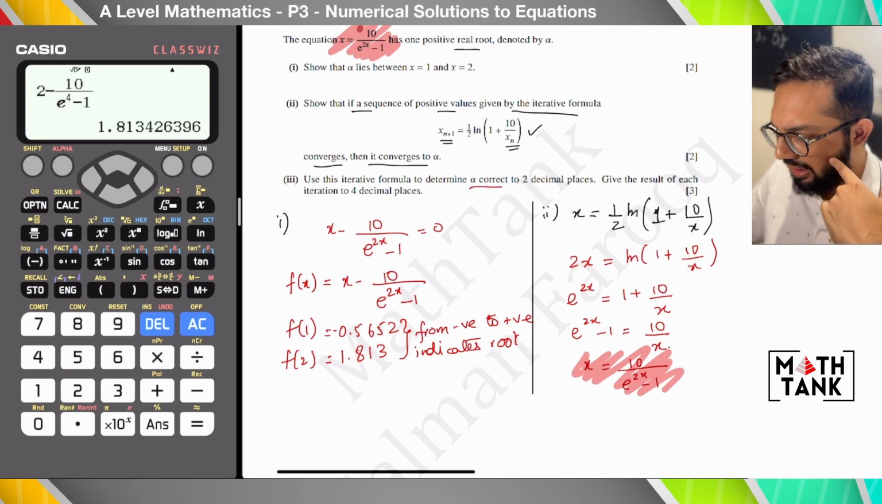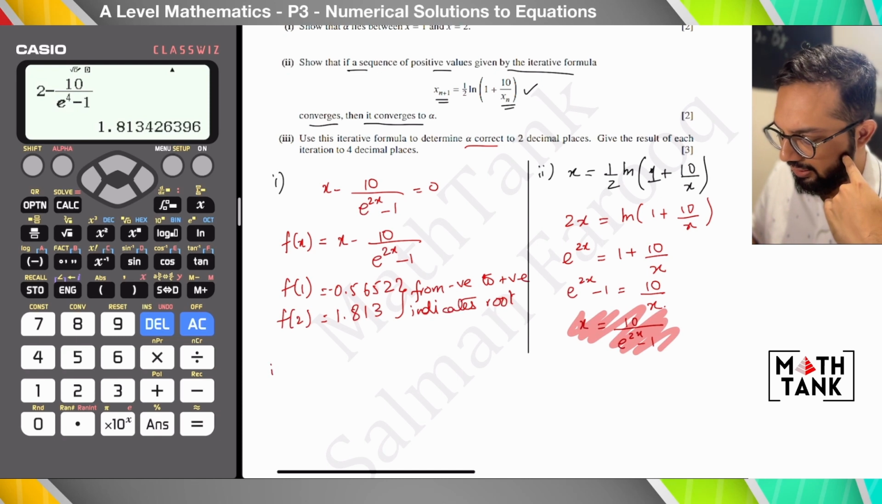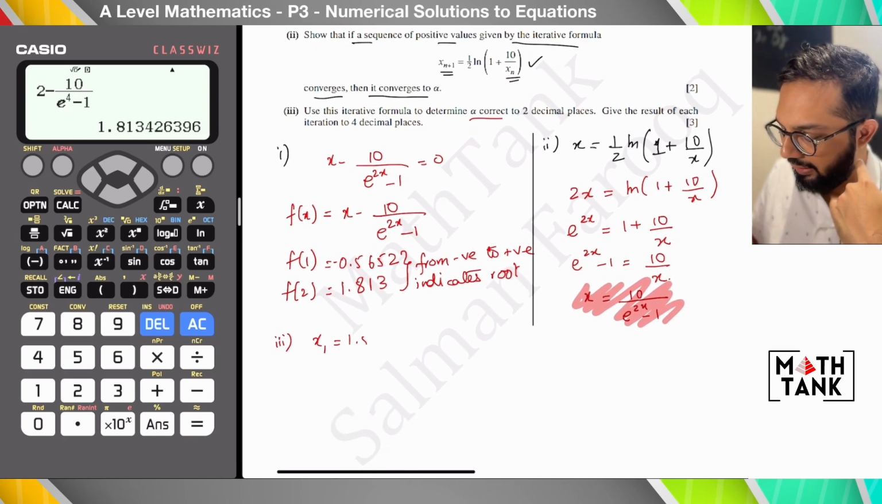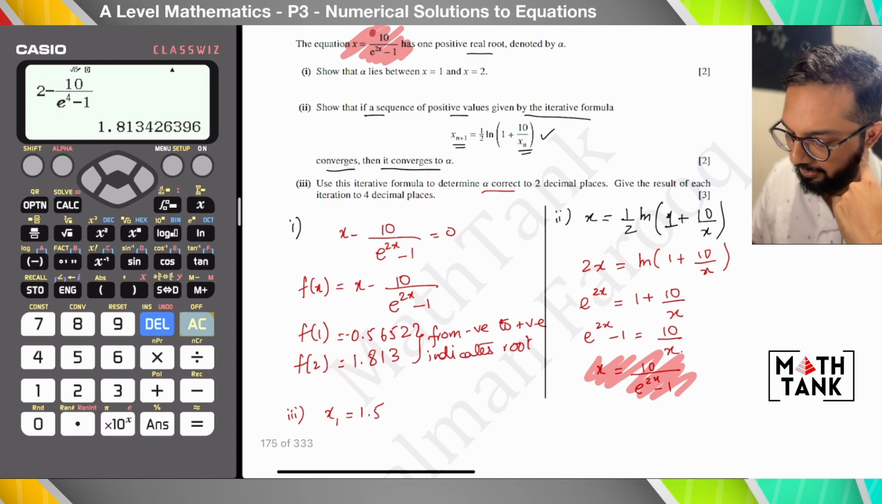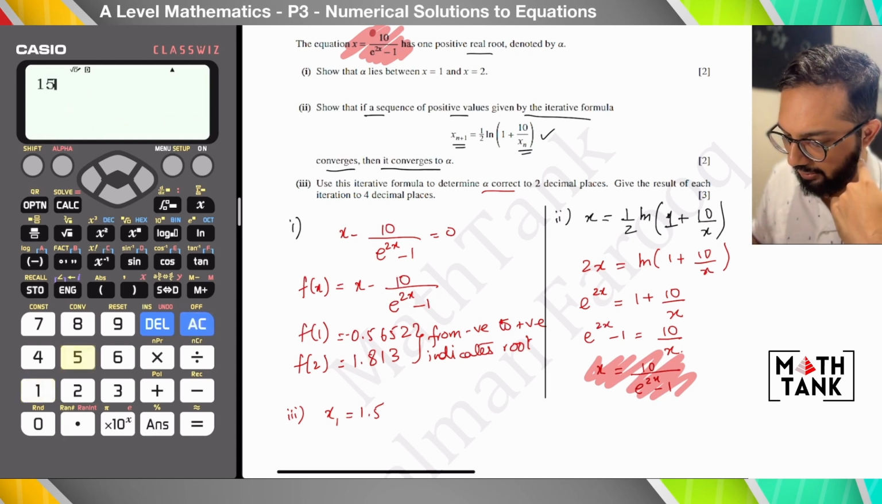Then it says use the iterative formula. So I'm going to use an iterative formula and say that part 3 starts off with x1 equals 1.5. Again, I'm doing this on my calculator. I'm going to first write 1.5 and say equals, and then construct this entire formula for myself on my calculator. Ln 1 plus 10 over answer. Okay.